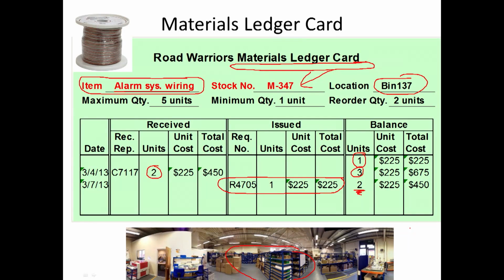So looking back at the computer, this company does not want to be in a situation where they run out of wiring. So what you have to do is keep a materials ledger card for every raw material that you have. Okay? And here's the unique thing about it: they have a minimum quantity, and when that minimum quantity is reached, they reorder 2 more units. Okay? Come off that again, please.